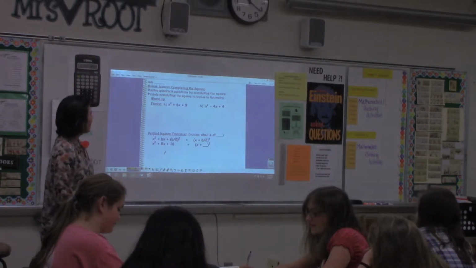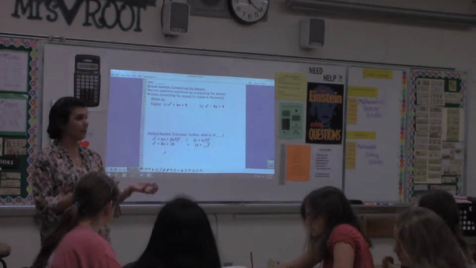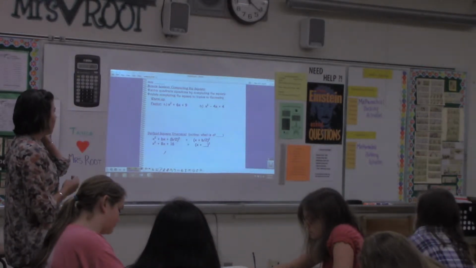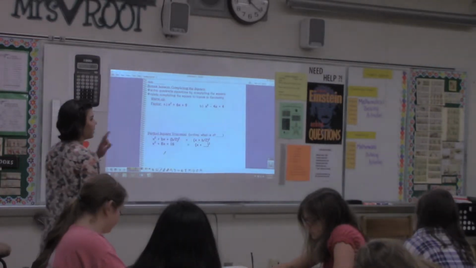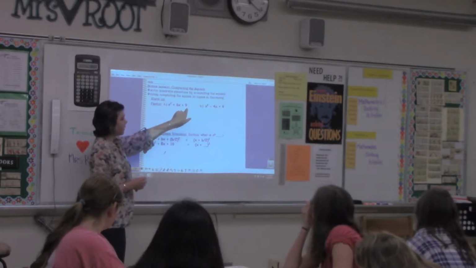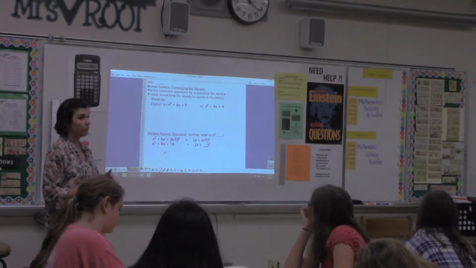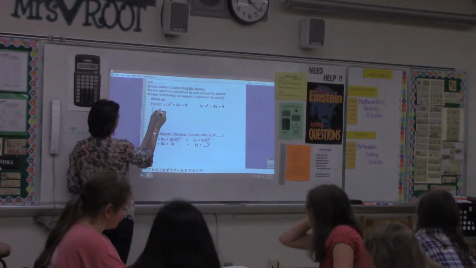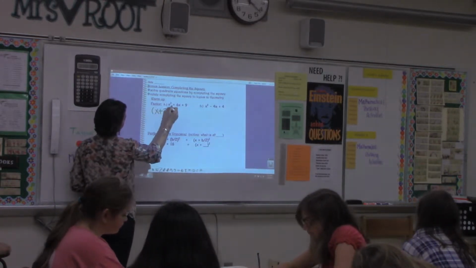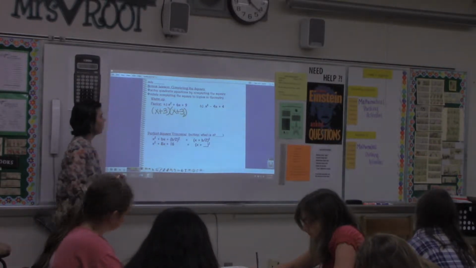Okay, so let's just review factoring real quick, so that we factor whenever we do quadratics. We have x squared plus 6x plus 9. So we want to think of two numbers that multiply to give us 9 and add together to give us 6. So what two numbers are those? 3 and 3. Yeah, 3 and 3. Okay, so we're going to write x plus 3 times x plus 3.